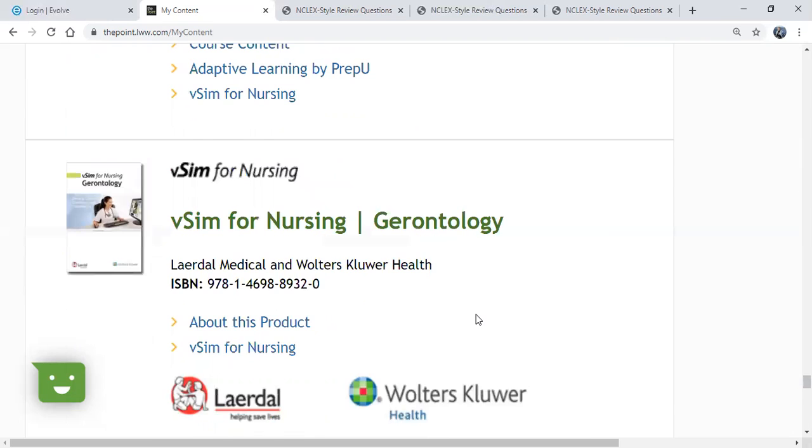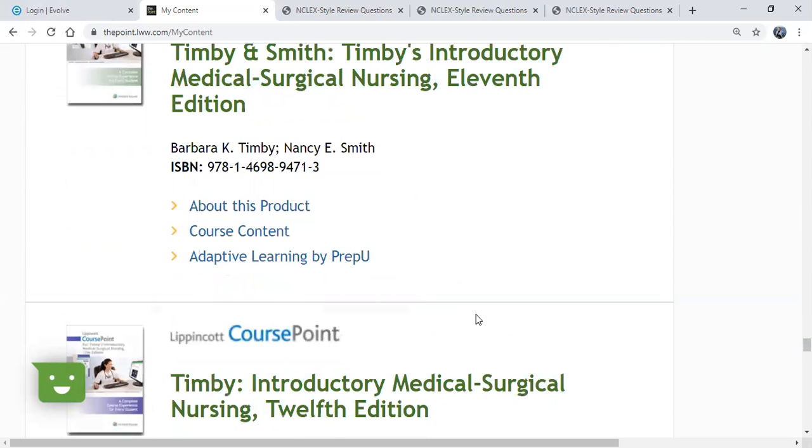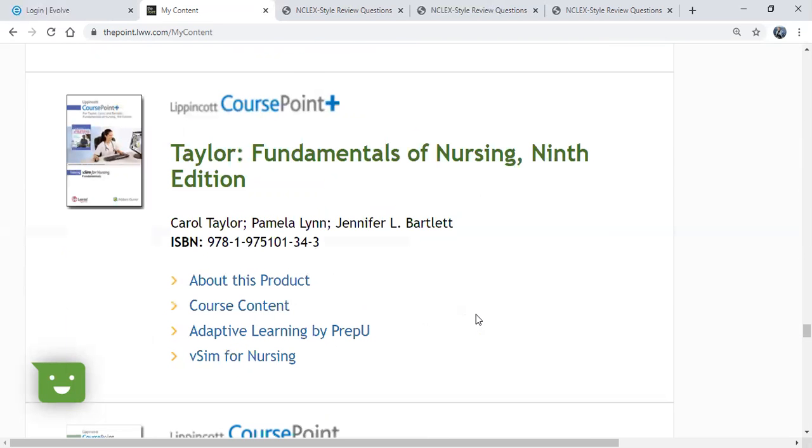So you should have two books, the purple one and the white one. Now, the white one is where you go to do your prep view. But also in the white one, if you go under course content, and this is what I'm trying to show you.